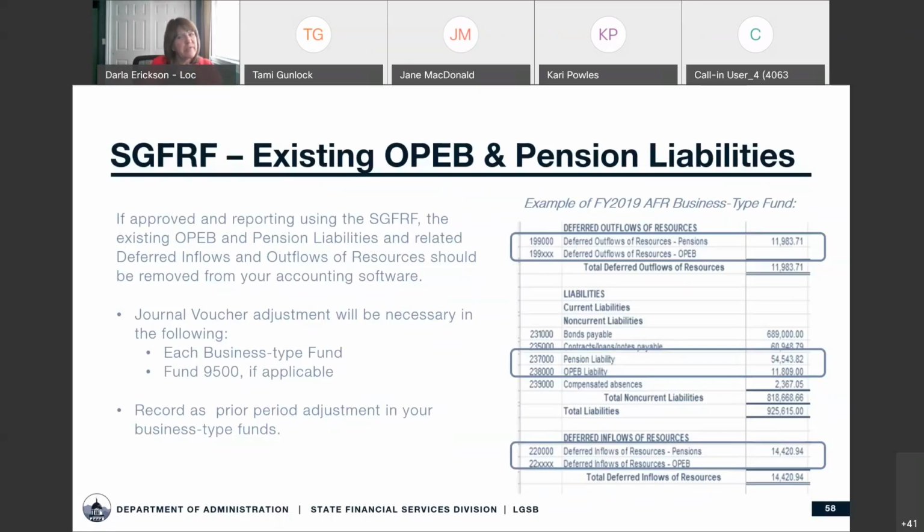Remember that liabilities have a credit balance. So if you want to decrease them, in this example on the screen, pension liability is $54,000. And so you would debit that and credit prior period adjustment to remove that, just that piece of the entry. But if you need assistance, just call one of us and we'll help you through that.